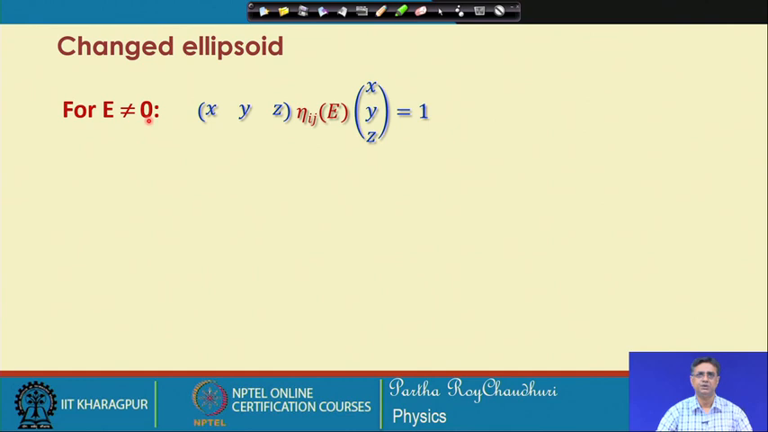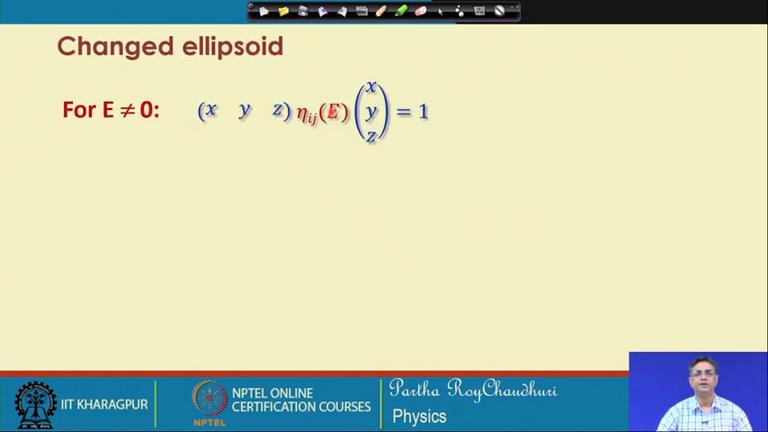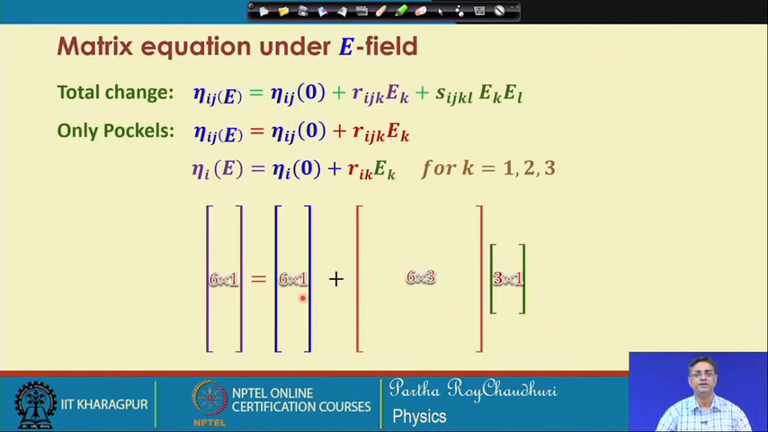For E not equal to 0, this was in absence of any external field, but now in presence of the external field, it is not eta i j of 0, but eta i j of E, and this represents the compact equation. But this eta i j is nothing but eta i j of 0 plus the Pockels coefficient tensor and the electric field, if we restrict our study only to the Pockels effect. So, in compact notation, eta i is now eta i 0 plus r i k E k, where k can assume 1, 2, 3, that is E x, E y and E z, these 3 field values. Let us try to understand how the electric field modifies the tensor and the components.